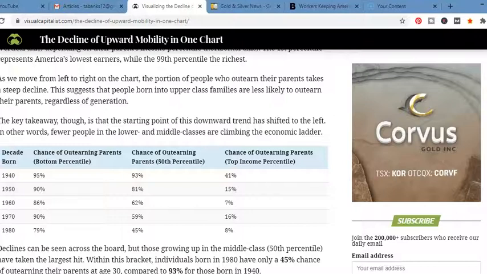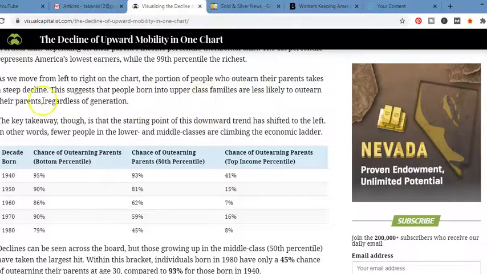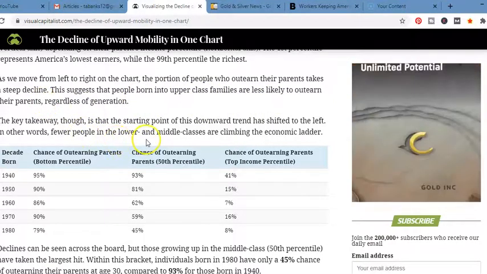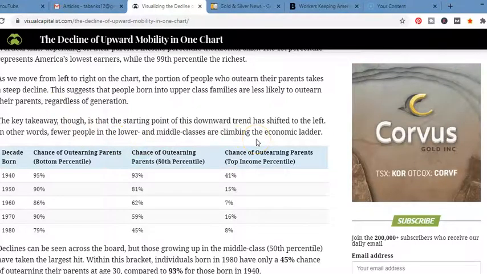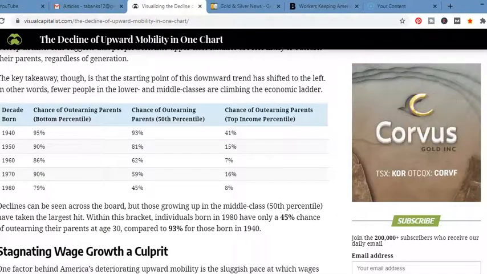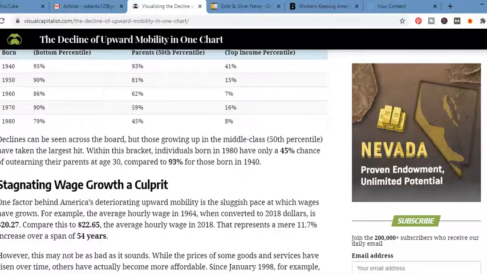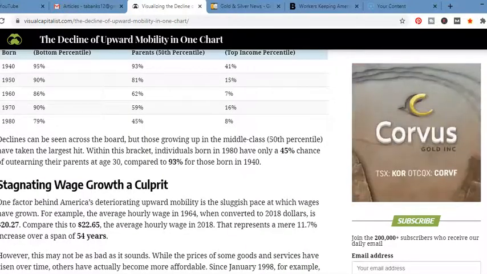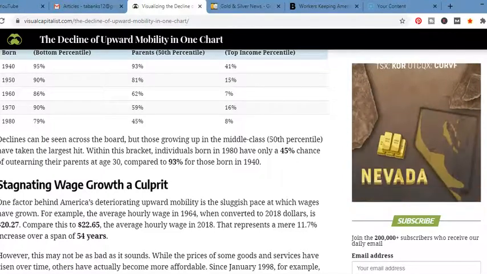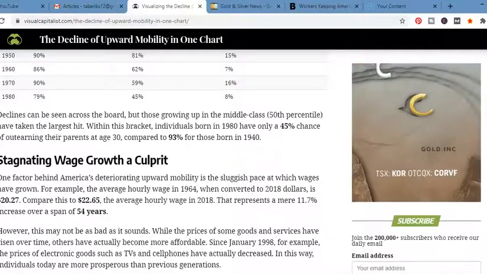In other words, fewer people in the lower middle classes are climbing the economic ladder. So not only are people born into upper class families less likely to out-earn their parents, there are fewer people climbing the economic ladder in general. Declines can be seen across the board, but those growing up in the upper middle class, the 50th percentile, have taken the largest hit. In this bracket, individuals born in 1980 have only a 45% chance of out-earning their parents at age 30, compared to a 93% chance for those born in 1940.